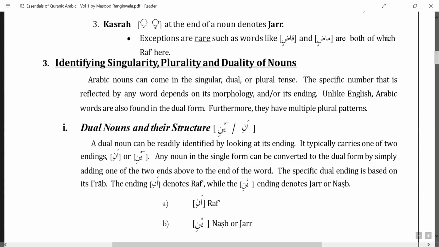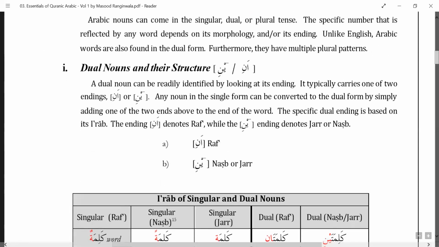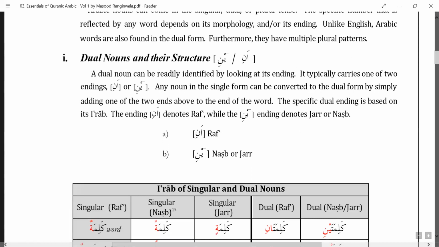Now we said in number, which is in al-adad, a word can be either single, dual, or plural. Like in English we just have book and books, whereas in Arabic you have a third category which is called dual. So if something is specifically only two in number, there is a separate word for it. So how do you identify that? Again, you will look at the ending.